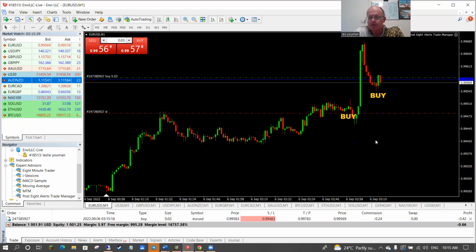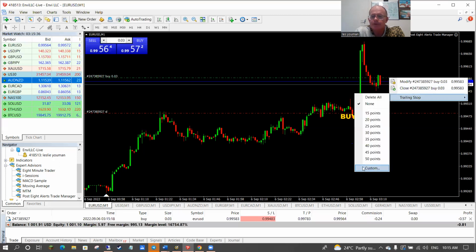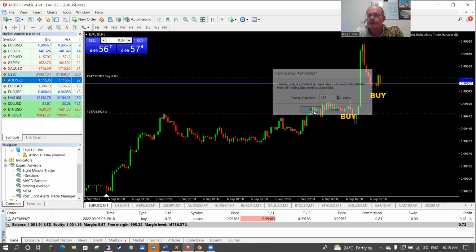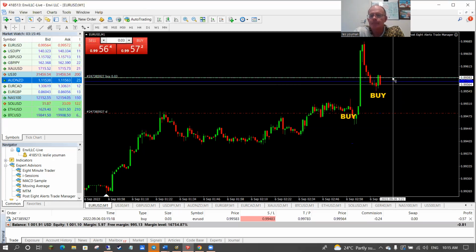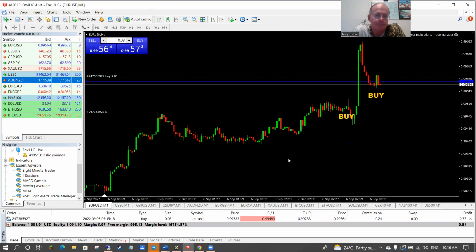And we'll see how that one plays out. I will also put in a trailing stop loss of 125 points, the same as last time. If I measure that, okay, so the market's got to get to the very top of the screen to activate my trailing stop loss and make it no risk.